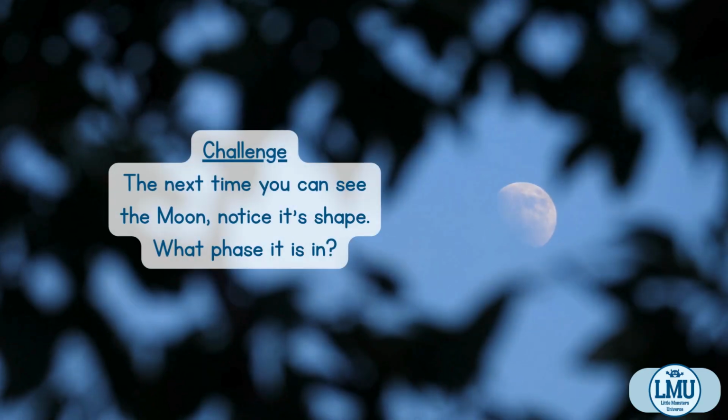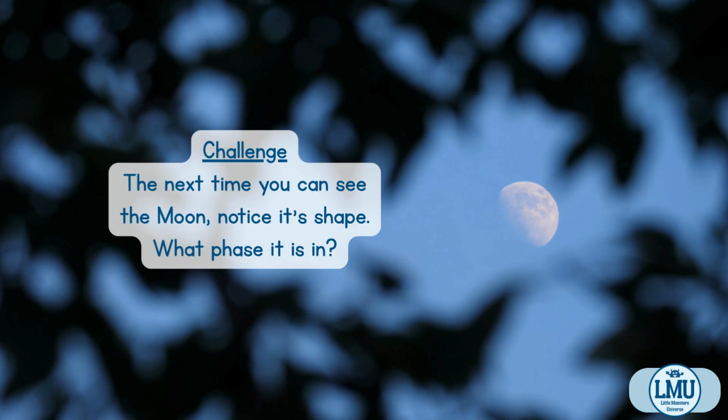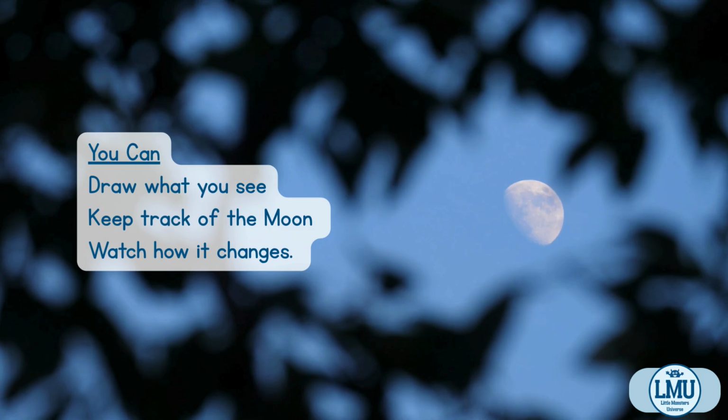Now here's a little challenge for you. Tonight, or the next time you can see the moon, take a moment to notice what phase it's in. Is it a tiny sliver, or a big glowing circle, or something in between? Maybe draw what you see, and keep track of the moon over the next few days. Watch how it changes. You might start to notice its pattern for yourself.